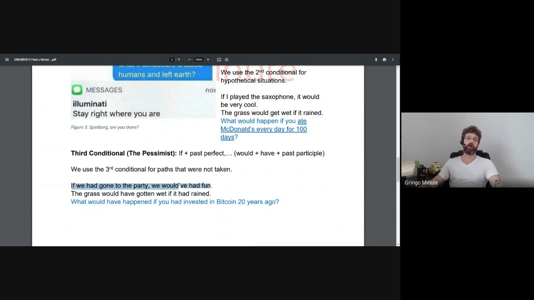If we had gone to the party, we would have had fun, but you didn't go. The grass would have gotten wet if it had rained, but it didn't rain. So these are about the roads that were not taken in the past. And maybe you did invest in Bitcoin, and maybe you have a lot of money here, but I did not invest in Bitcoin, unfortunately. So with this one, you'll sound a little bit like a crybaby. You won't use it as much, but it also has the most complex structure.